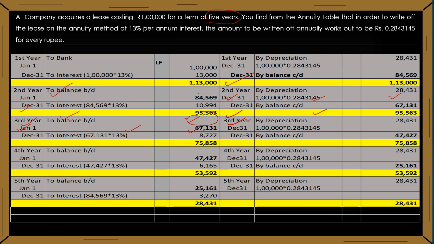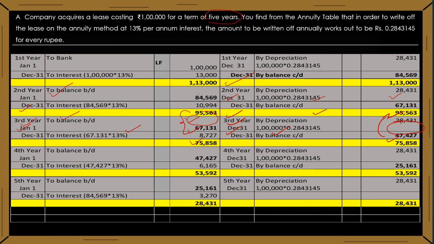It has to be the same as the first year, that is 1 lakh into 0.28431, that is 28,431. Now the balance of debit side is 95,563. That will be taken on both the sides because balance of debit side is more. On deducting 95,563 from 28,431, we get 67,131, which will be returned as December 31 by balance carried down.